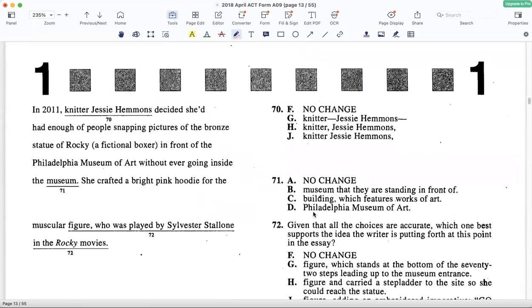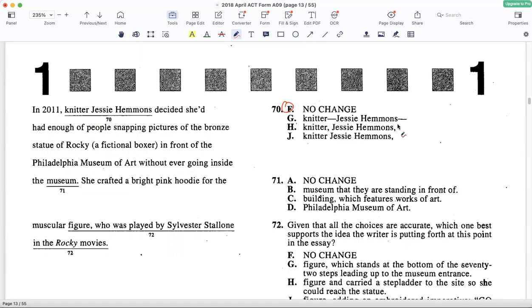In 2011, knitter Jessie Hemmings decided she had had enough of people snapping pictures of the bronze statue of Rocky, a fictional boxer, in front of the Philadelphia Museum of Art without ever going inside the museum. Okay, so here I am introducing the knitter. I'm giving her name. So this is essential to the sentence. So the way it's written is fine.